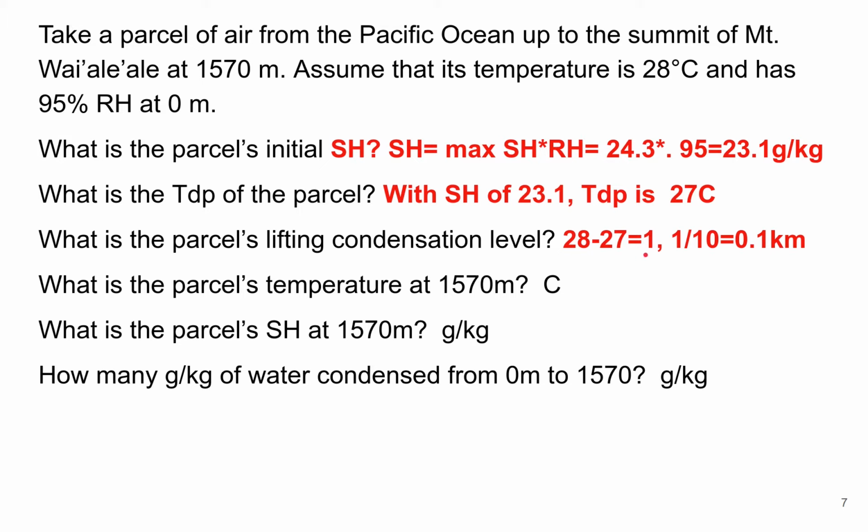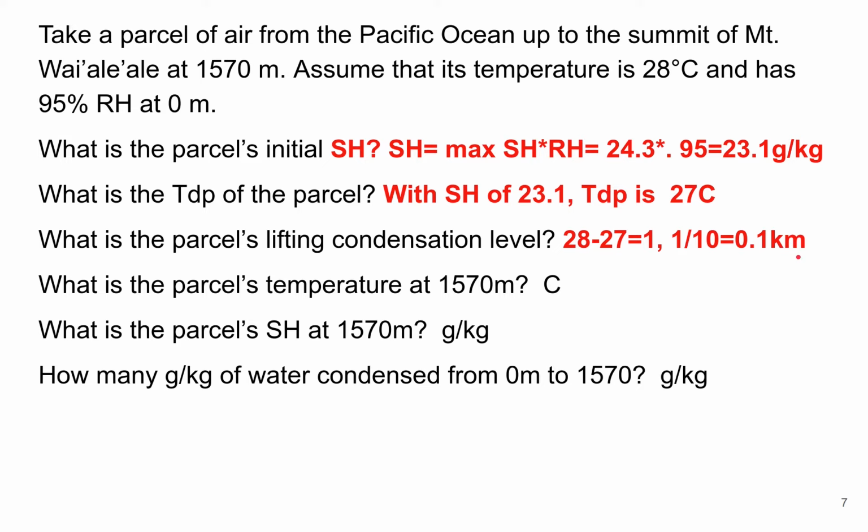Whatever the difference is between the starting temperature and the dew point temperature, you take that number, divide it by 10 to get the number of kilometers you have to lift it up to find the lifting condensation level. In this case, 0.1 kilometers.